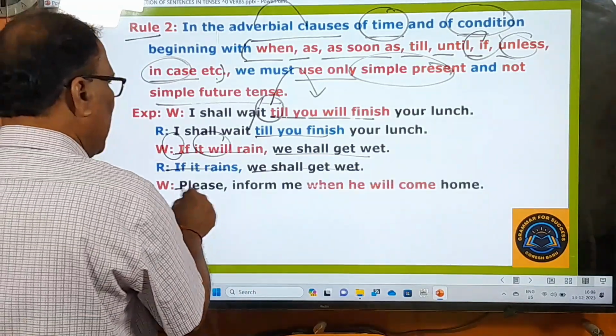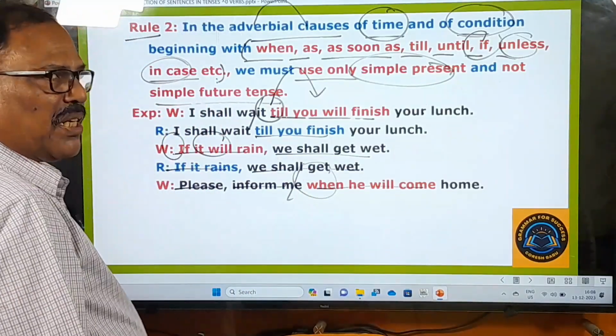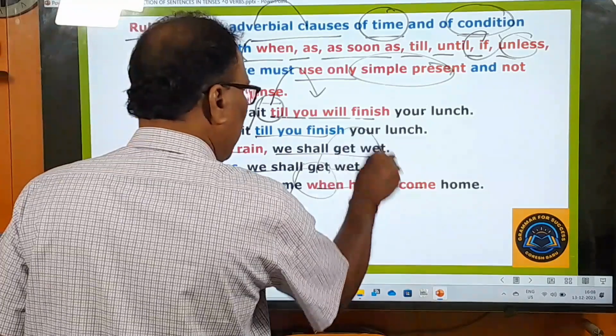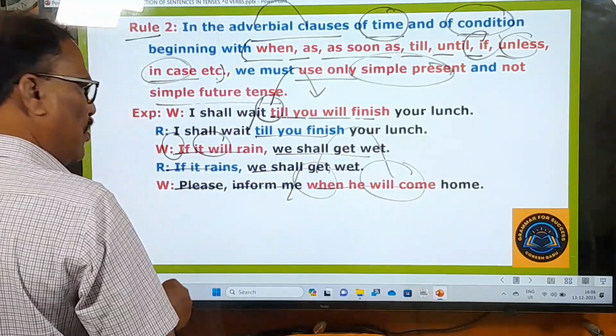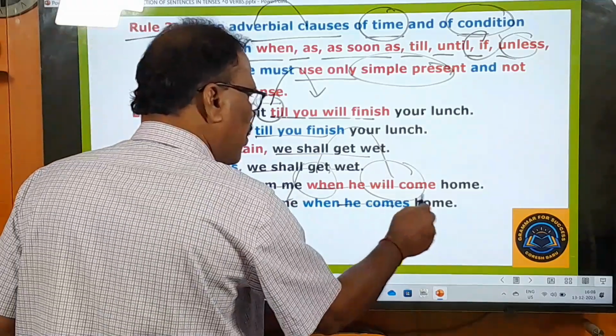And then comes: please inform me when he will come. Here, when is a time conjunction, a time indicating conjunction. After when, simple future is used, and you should not do that. Here you have to say: please inform me when he comes home.